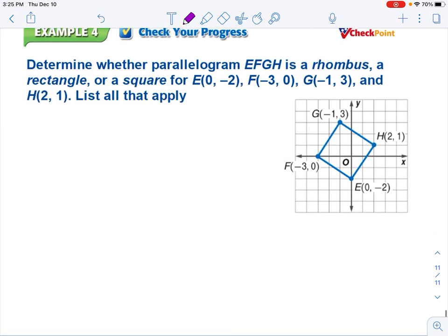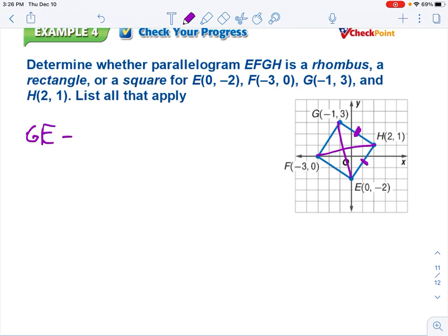I'm going to show you another shortcut way. The shortcut way that we're still going to use for the rectangle is the fact that the diagonals must be the same distance, but this time I'm going for the rhombus. I'm going to check that consecutive sides are congruent. Any 2 consecutive sides should be congruent for this to be a rhombus. So I'm going to do the distance formula 4 times.